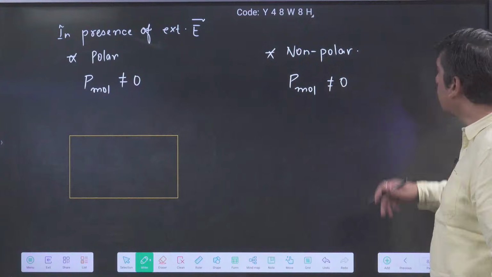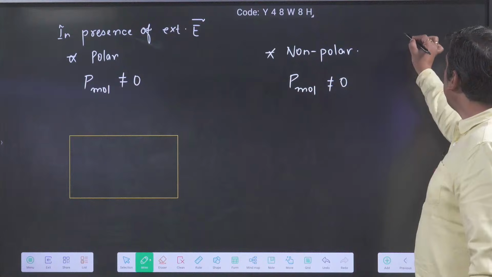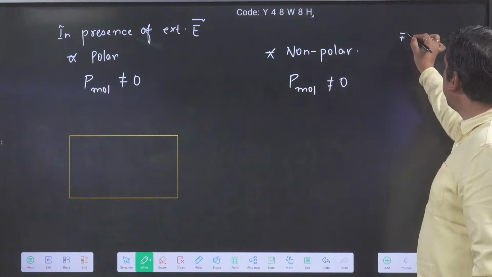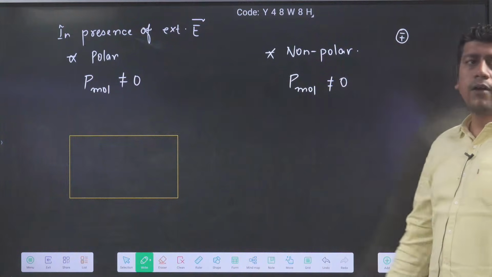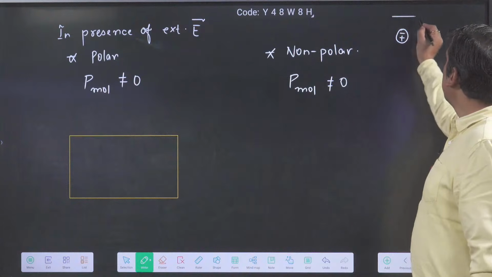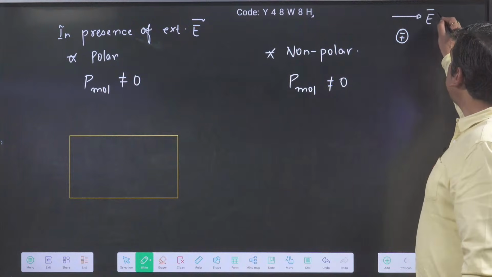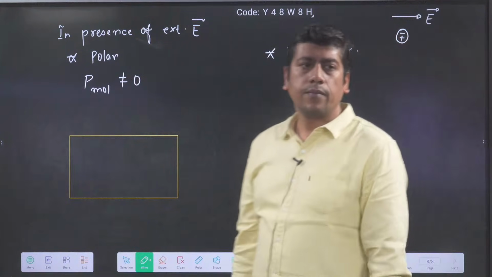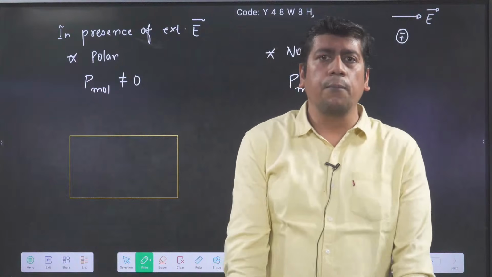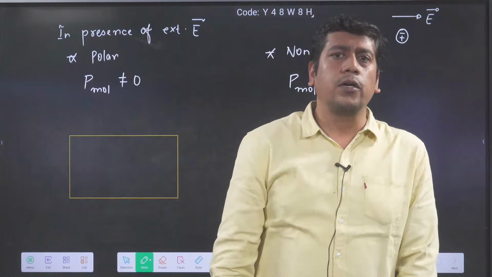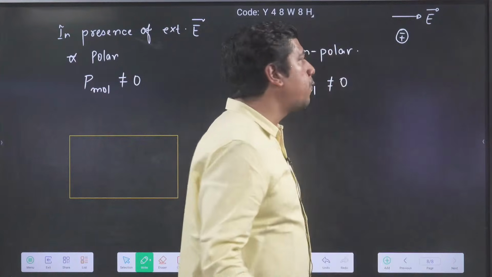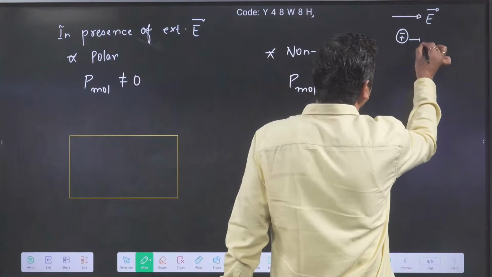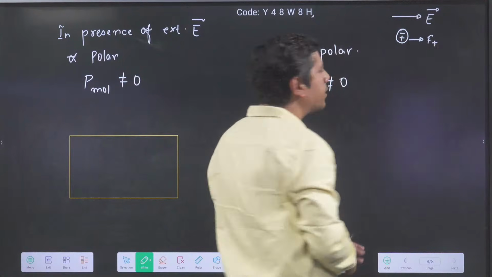Why, sir? Because think like this. If negative and positive are at the same place, and you place it in an electric field, then that electric field will apply a force on the positive charge and the negative charge. The force on the positive charge will be in the same direction as the electric field.